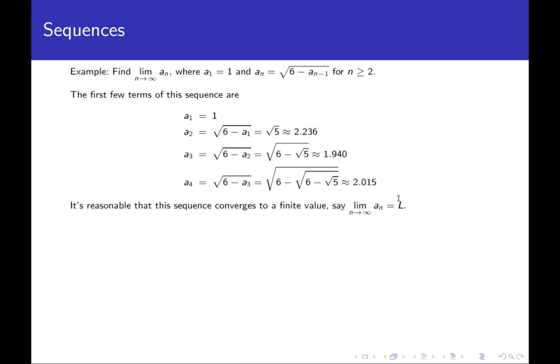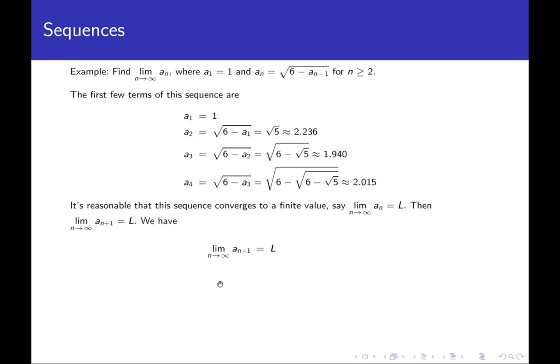And notice it's kind of bouncing back and forth across the 2 here. It's getting closer to 2. It looks like it's not going off to infinity. It looks like it's going to some number. So let's say that it does, just for argument's sake. Let's say it's equal to some number L. Well, then if I look at the very next term, the a sub n plus 1, if I start counting at 1, 2, 3, 4, and those terms go off to L, then if I start counting at 2 rather than counting at 1, it's going to go off to the same number as you go off to infinity.